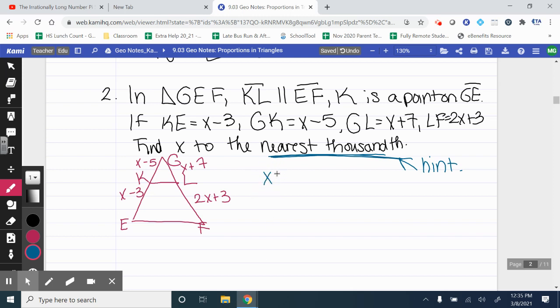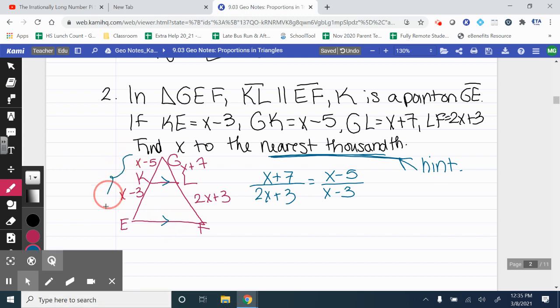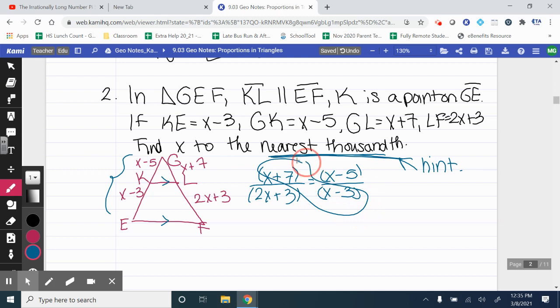All right, so I'm going to start with x plus 7 over 2x plus 3 equals x minus 5 over x minus 3. Now I know these two are parallel, which is why I can set that up and I don't have to add these two sides together like I did previously when we set up similar triangle sides. All right, so now we've got lots of binomials, so we're going to go ahead and cross multiply and FOIL all those out. So I've got x plus 7 times x plus 3 equals 2x plus 3 times x minus 5. Pause your video here and FOIL those out.